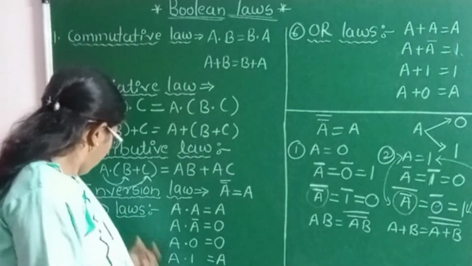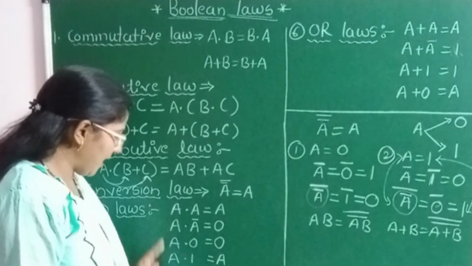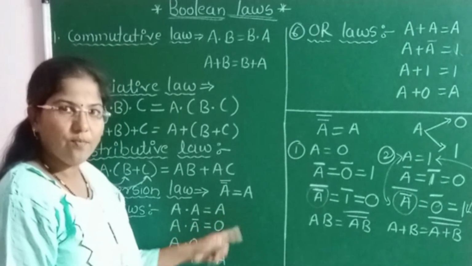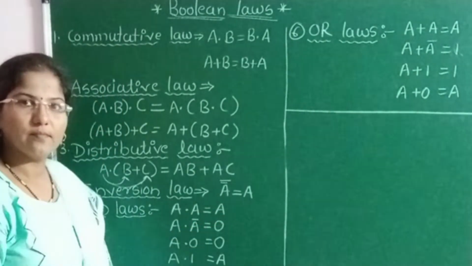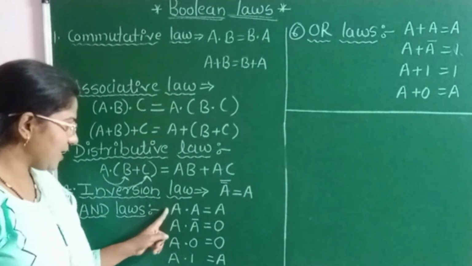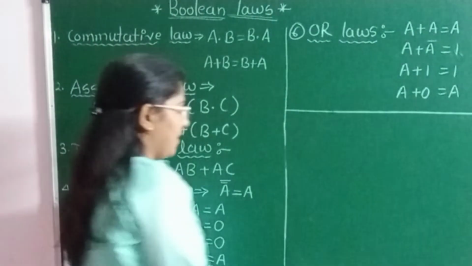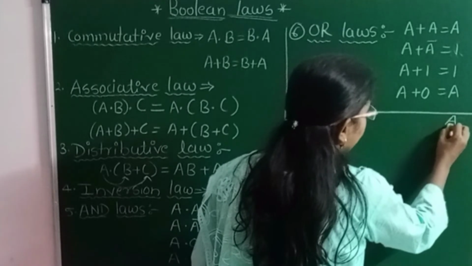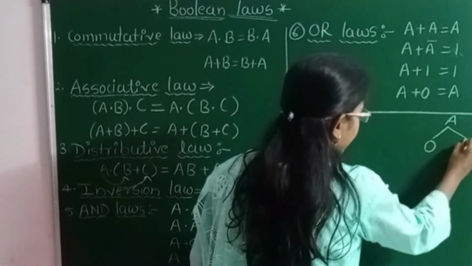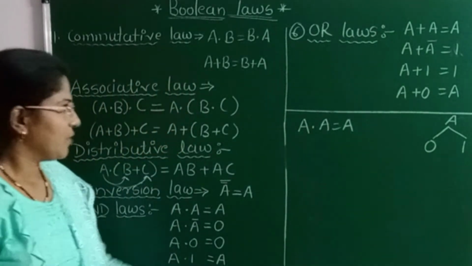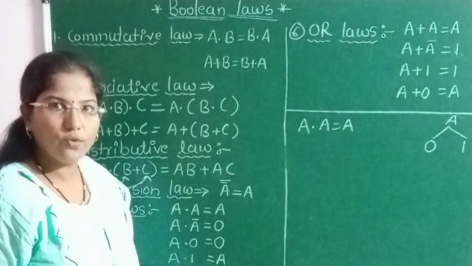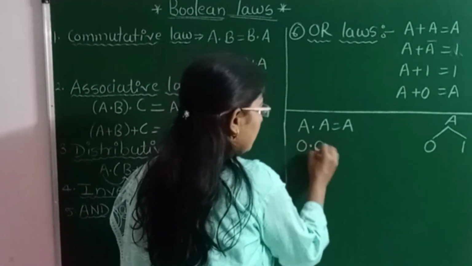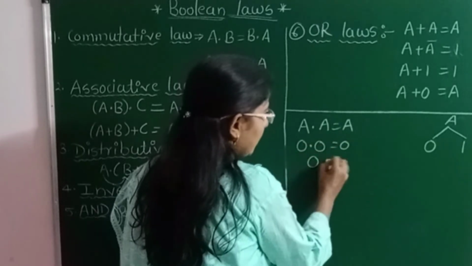Now next we will see what the AND laws are. There are 4 AND laws. We will see how the LHS of the AND law is equal to the RHS by putting the values of the variables. Consider the first AND law. It is A into A is equal to A. So here I will write A into A is equal to A, and here I will write the two possibilities of the values of A. It can be either 0 or 1. So I will put the value of A as 0. First consider A is 0. So 0 into 0 is equal to 0.